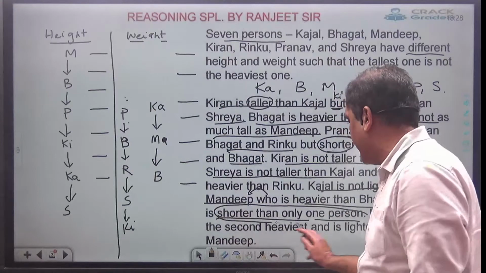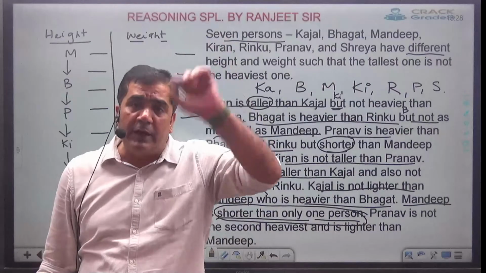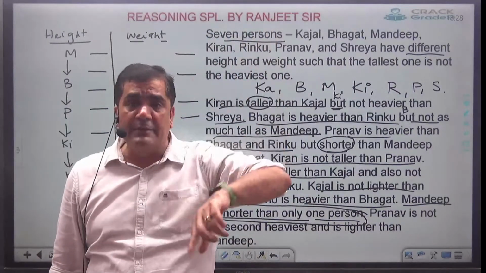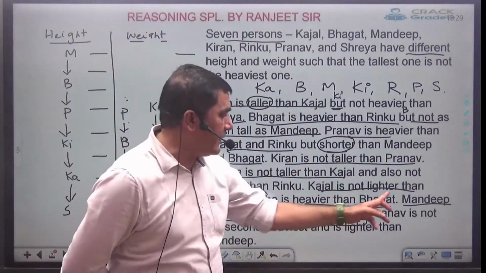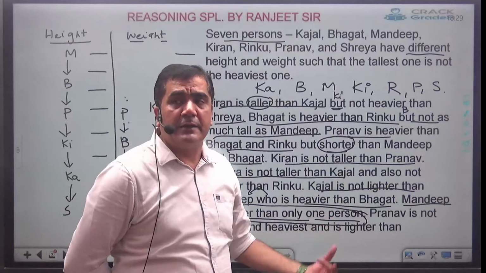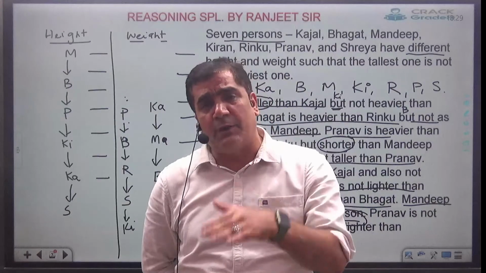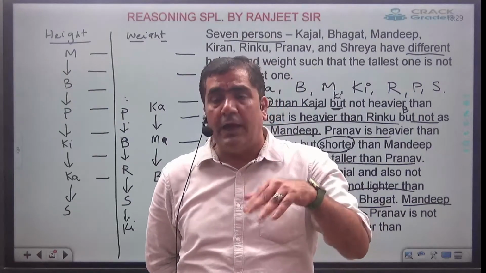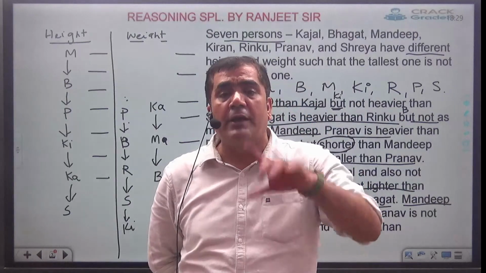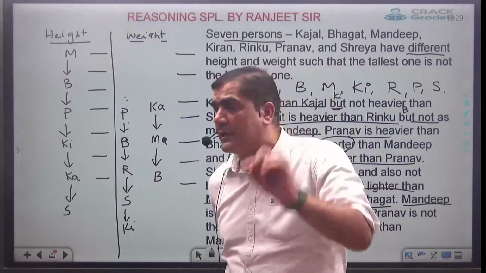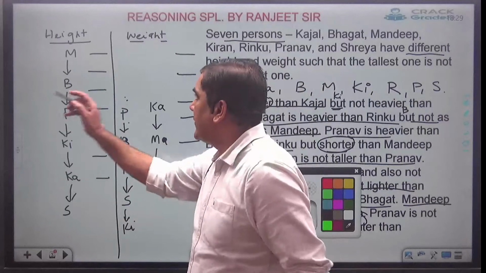Okay. Next one. Mandeep is shorter than only one person. Great clue. This means only one person will be taller than Mandeep. Mandeep should be below only one person. Shorter means below, always; lighter and shorter mean below, and tallest and heaviest mean above. So above Mandeep there must be only one person. So Mandeep should be at the second place.